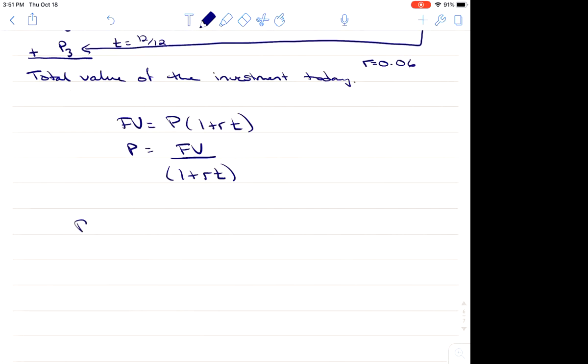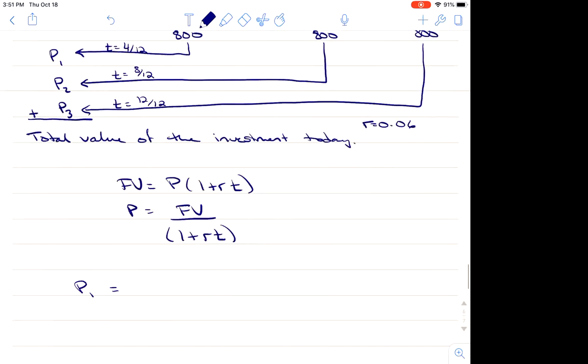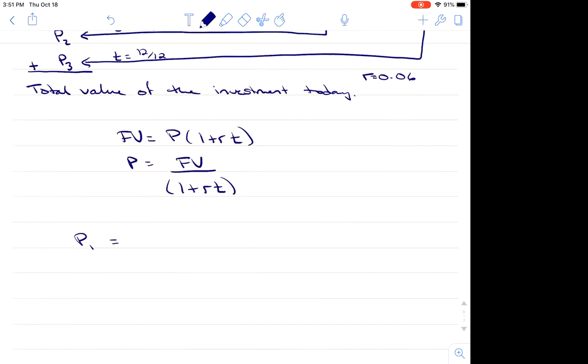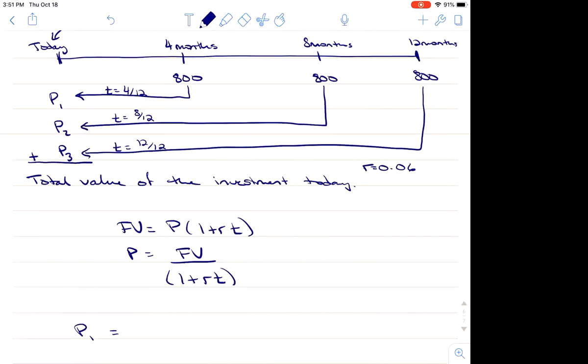Now we can go ahead and solve for P1. The future value, and I should be writing out my bare bones formula every time, but it gets so annoying, so I don't expect you to either. We should be writing out the empty formula, but the future value for P1, the future value is always the one on the right-hand side of the arrow. So it's going to be 800 for each of these. The rate is the same for each of these, so the only thing that's going to change is the T.